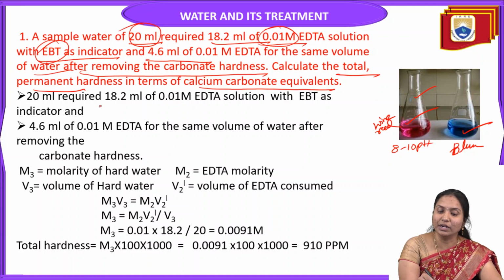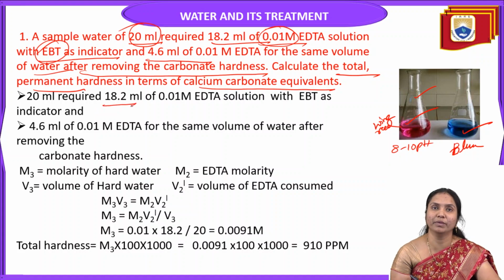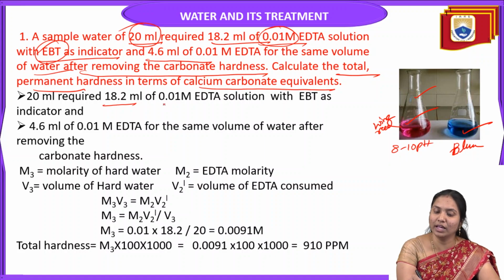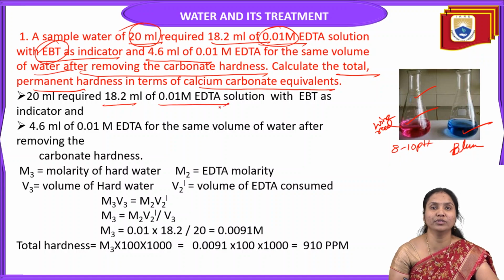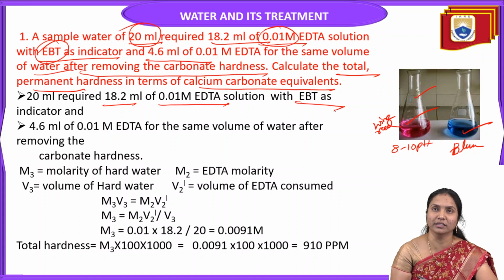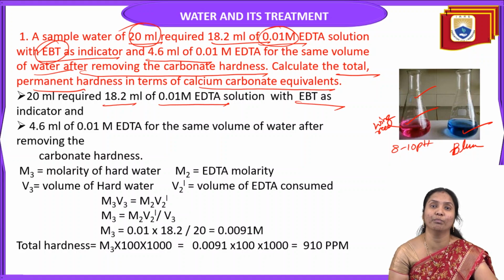Here, 20 ml of the given hard water sample, that is, the volume of water. It requires 18.2 ml of EDTA, and the molarity of EDTA is 0.01 M, a 0.01 M EDTA solution with EBT as indicator. Here we are using EBT indicator, Eriochrome Black T.